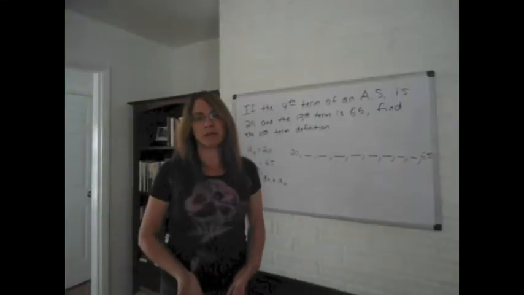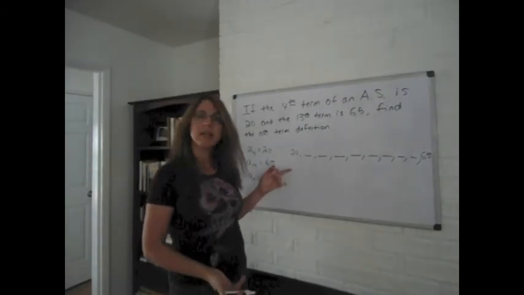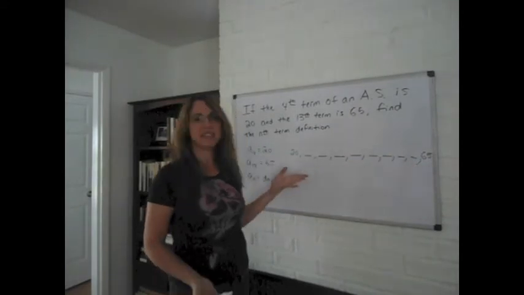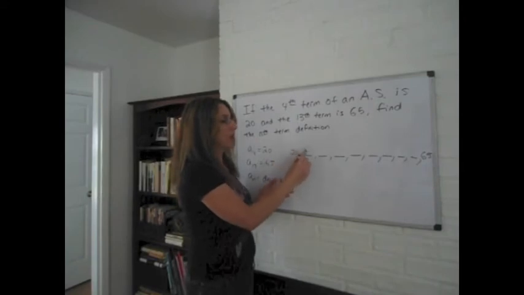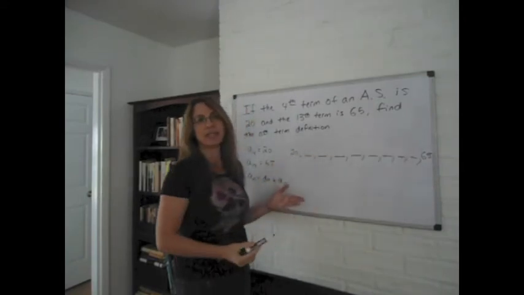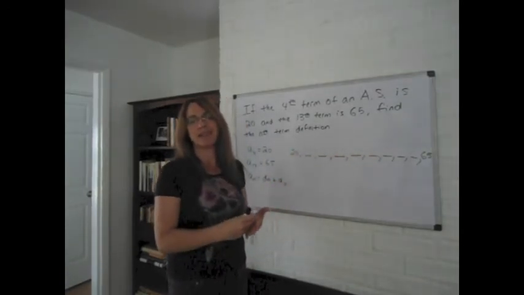So one way to look at this problem once we set it up is to look at a visual. If 20 is our fourth term and 65 is our 13th term, I thought I'd set this up so we could see that in between 20 and 65 we have 9 even jumps to get from 20 to 65. And each of those jumps is going to be by the same number.